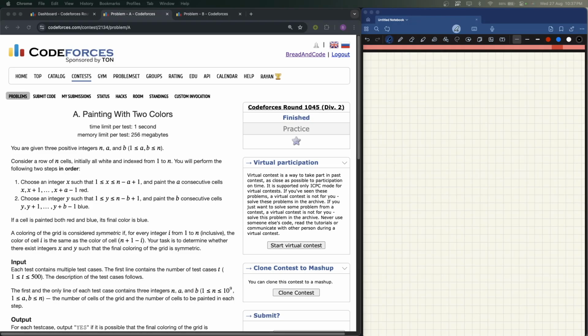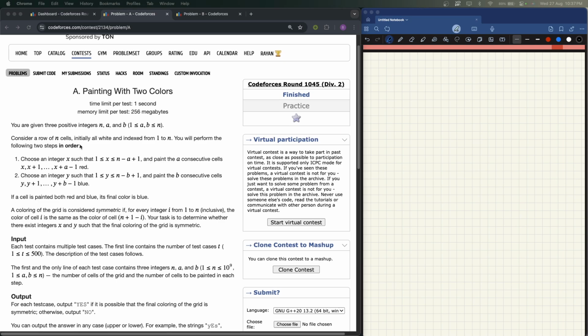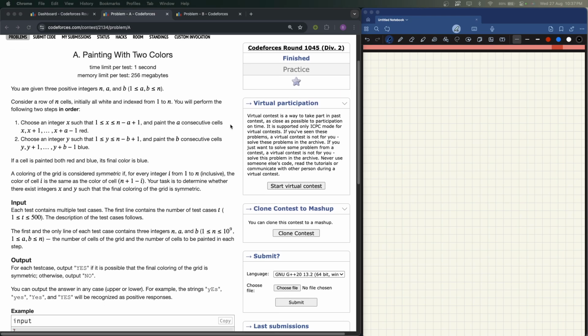Today we are going to solve problem A, Painting with Two Colors, of Codeforces Round 145. First I will explain this problem, then I will show you my solution. So first go and read this problem, then I will explain.